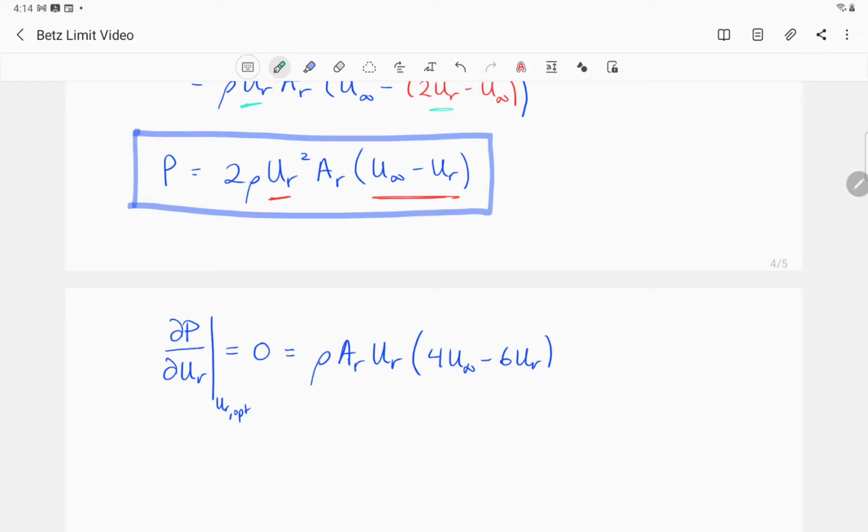Now, this equation is satisfied if UR is equal to 0, but as we just discussed, if UR is equal to 0, this is not an optimum. We do not have a maximum power, so this would be some sort of local minimum.